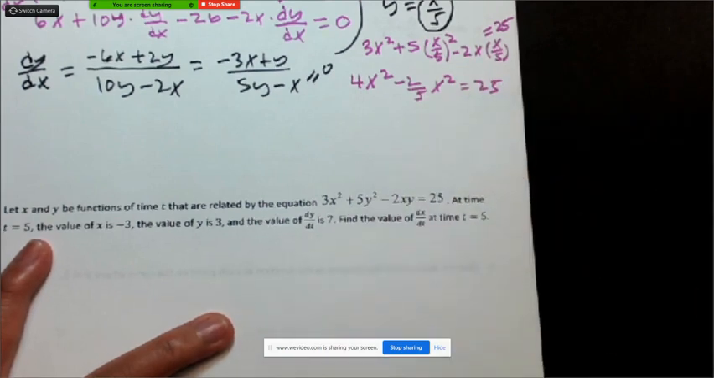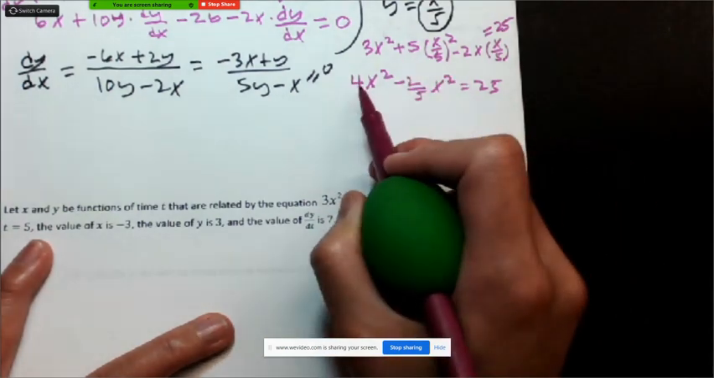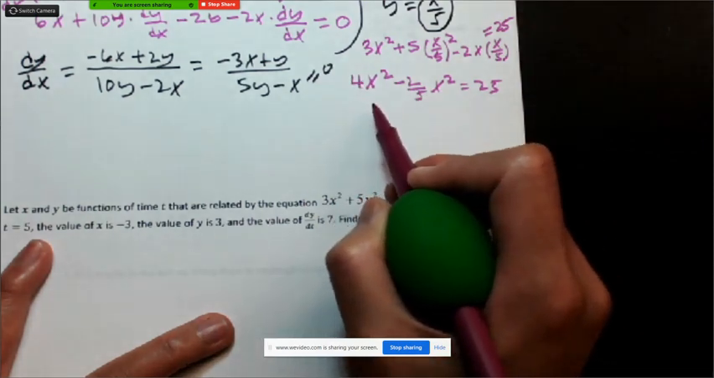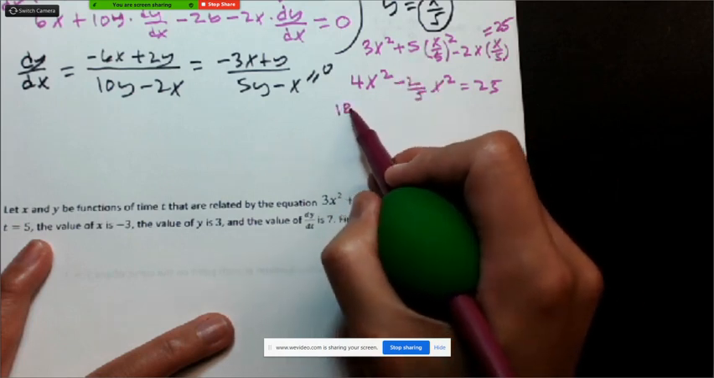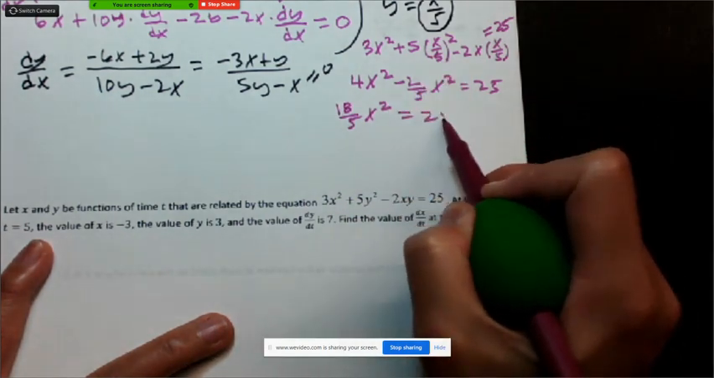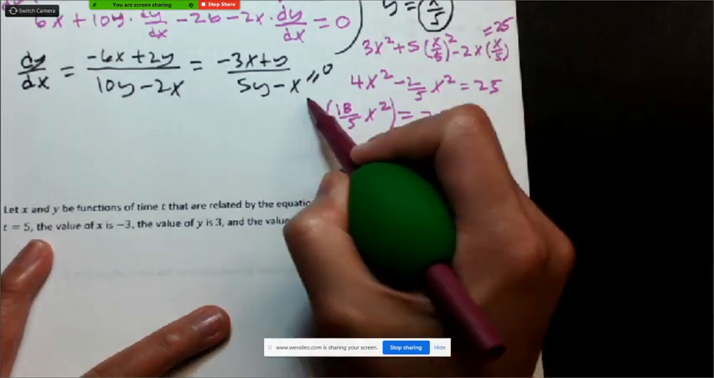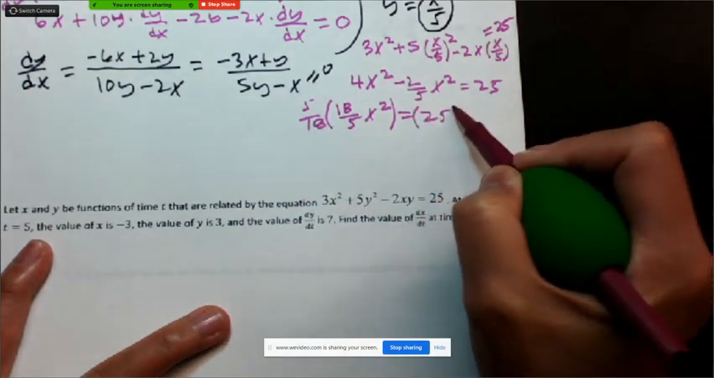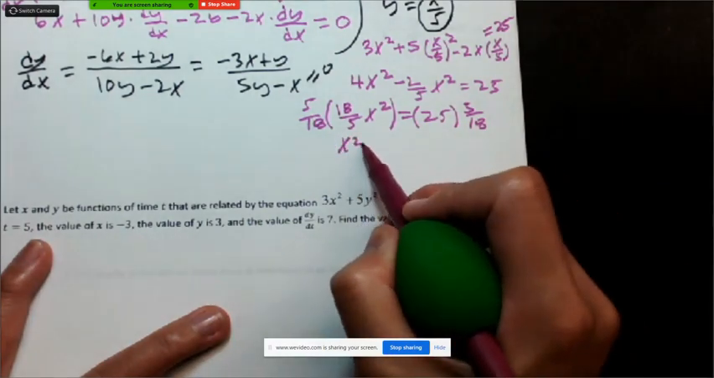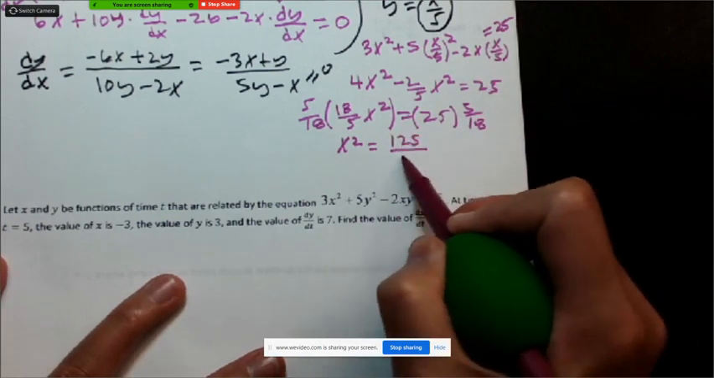Can I further combine like terms? x squared, x squared. That's going to give me 4 minus 2 fifths, or 3 fifths? 3 fifths. I'm going to convert that to a mixed fraction, because when you're multiplying and dividing, having a mixed fraction is easier. You have to convert anyways. And at this point, we are going to multiply by the reciprocal, 5 over 18. And again, notice this is non-calc. So we have x squared is equal to 25 times 5, which is 125 over 18.